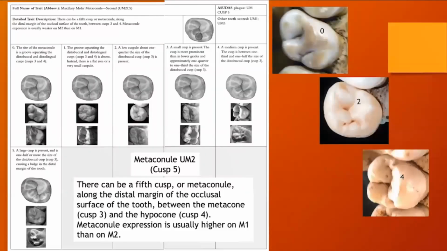Again, because the trait ends up looking a little different, we can look at it on the second molar. Here we again have score 0 because the groove reaches all the way to the edge with no interruption. We're comparing it to size, but there's nothing to compare. I'll direct your attention to the expression at the bottom, number 4. That's a pretty good size one. It looks like a big metaconule, but again, it's between 1/3 and 1/2 the size of the distal buccal cusp.